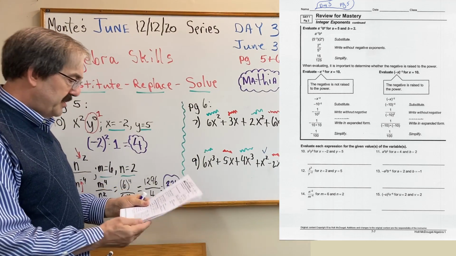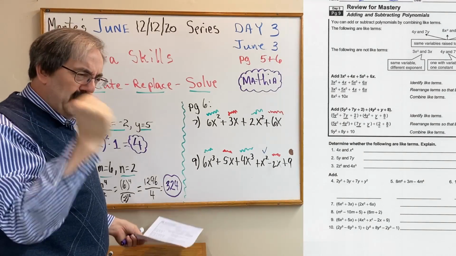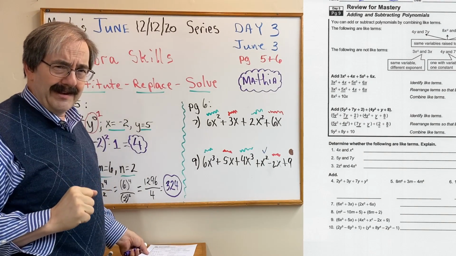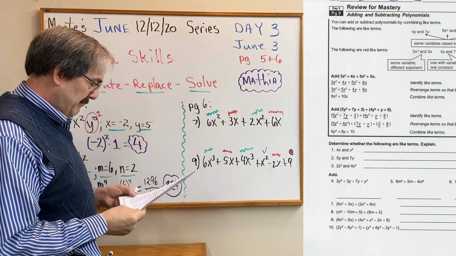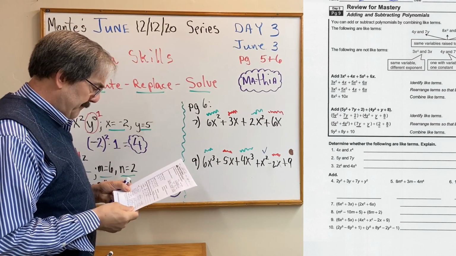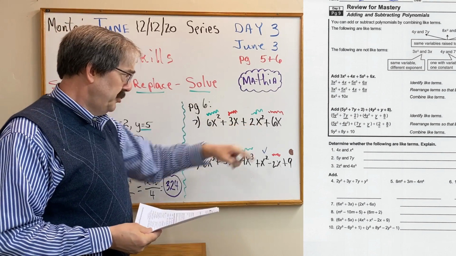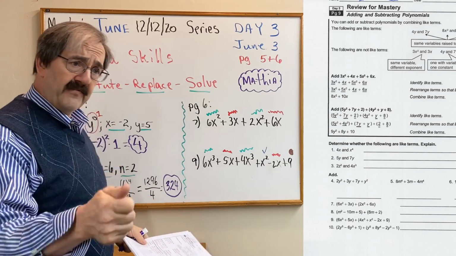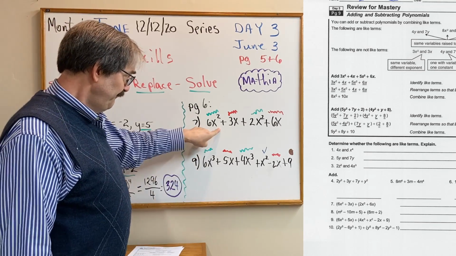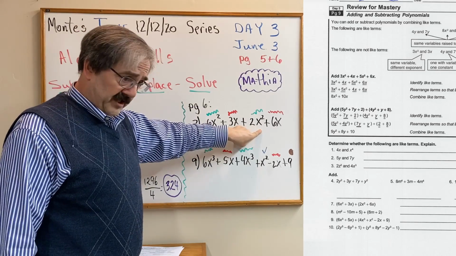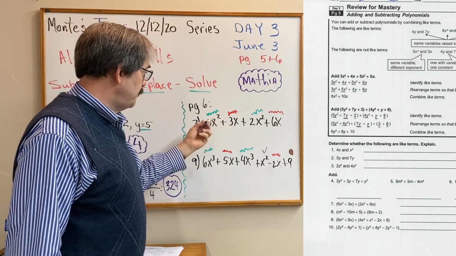Let's flip the page to page 6. And this is that idea of like terms. We gotta be good at our like terms. Gotta be. Okay. All right. So we're on page 6. Problem number 7. 6x squared plus 3x plus 2x squared plus 6x. Find your like terms. Okay. Well, I've already got it marked for you. x squared, x squared. Those are your apples, right? Apples to apples. You have 6, you got 2 more.